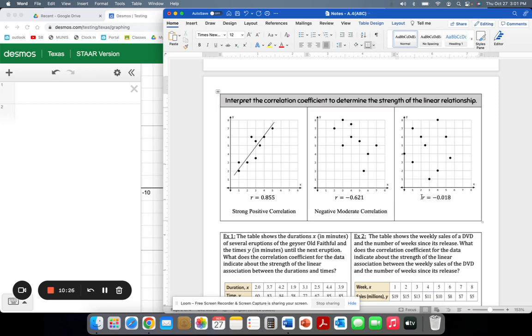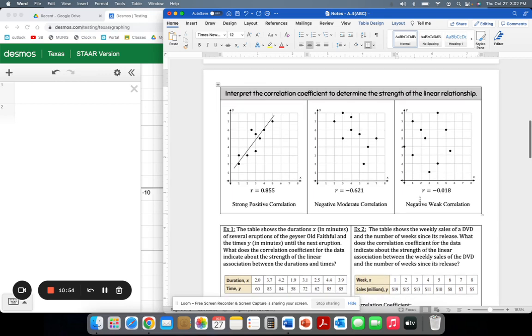And the very last one, the R value is negative 0.018. As you can see, the points are very far apart from each other. It's practically like making a circle on the graph. So this is, first of all, negative, and it is a very weak association because it is very close to zero.